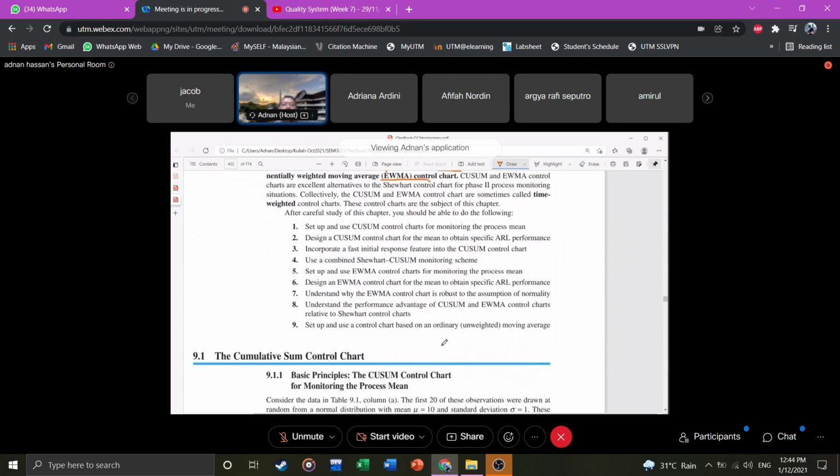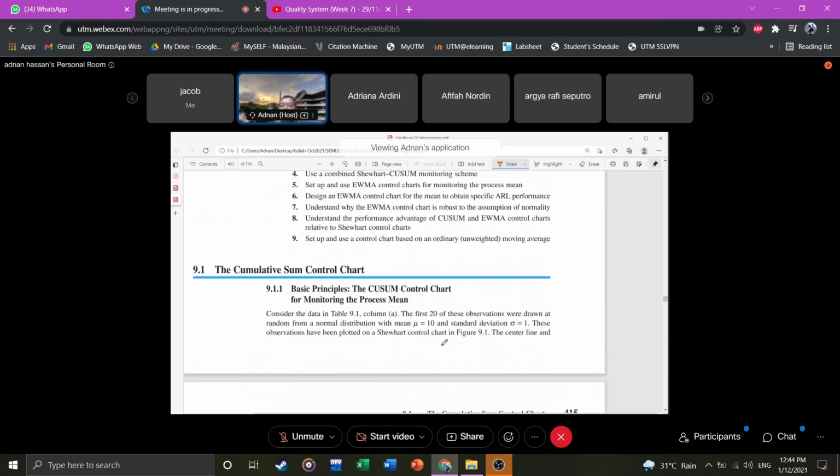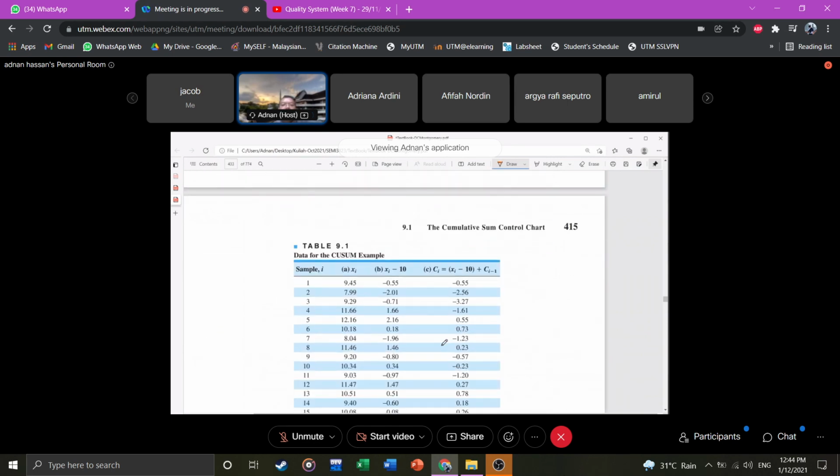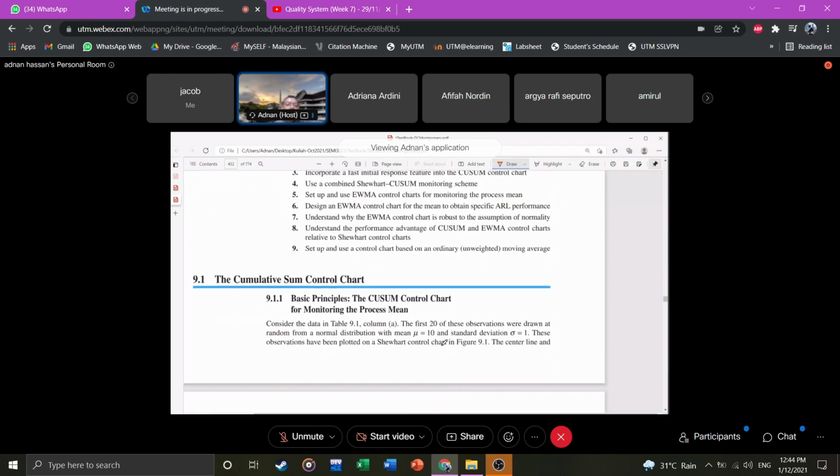Okay, so what do we do in QSUM? Let me show you this example. QSUM, or we call it cumulative sum. The advantage of cumulative sum is that the historical information is embedded in the following data.